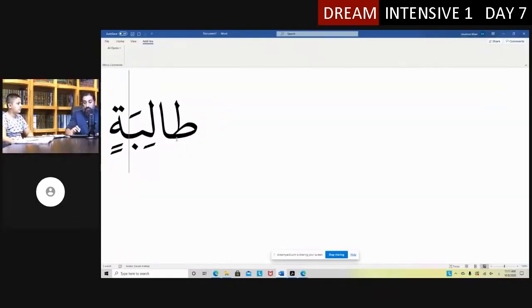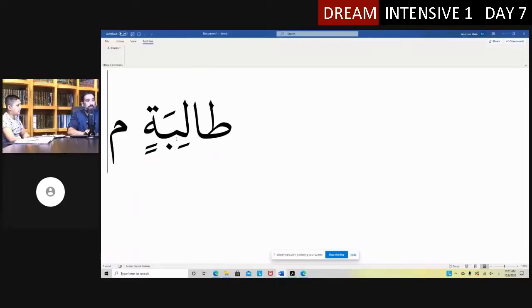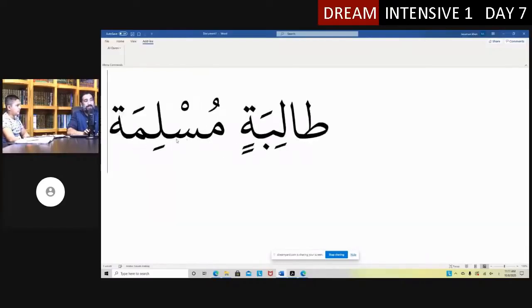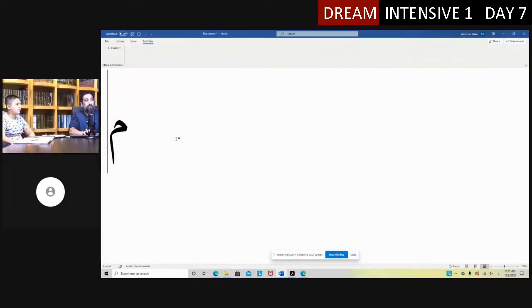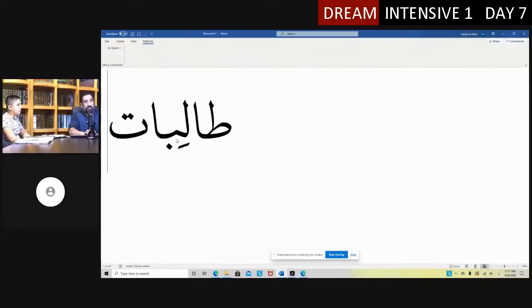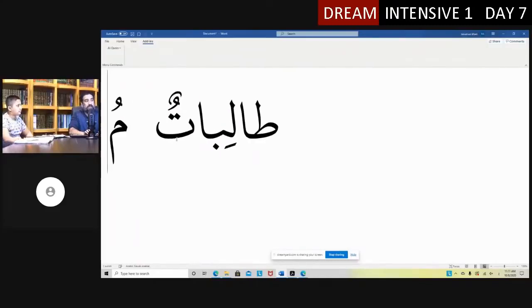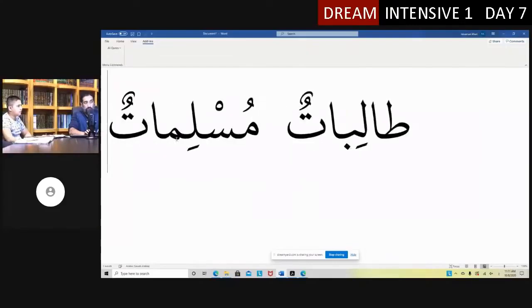So if I say talibatin, I made two changes. I made it feminine, put a hijab on it, so it's a female student, and it's jar. If I wanted to describe it as a Muslim female student, I would say talibatin, muslimatin. Whatever I do to the first, I gotta do to the second. If I said talibatun, female students, it would have to be muslimatun.